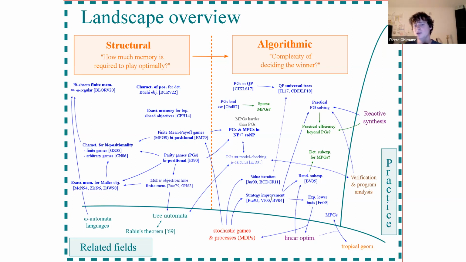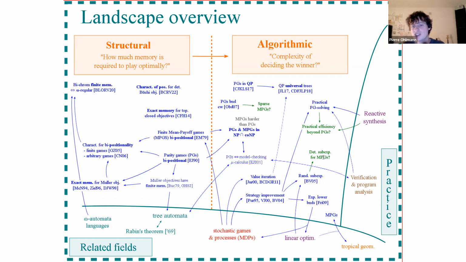Another thing about strategy improvement is that you can also take some things from linear optimization, for instance the random facet pivoting rule that gives you randomized sub-exponential runtime, and you can make it work on strategy improvement. This was done by Björklund and Vorobyov, and this gives a randomized sub-exponential time algorithm for mean payoff games. So we do have a sub-exponential algorithm, but randomized. And it is a big open question whether we can do deterministic sub-exponential for mean payoff games. This we don't know.